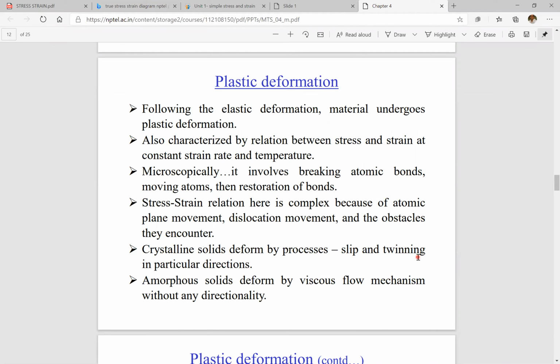The crystalline solids are deformed by slip and twinning. We are talking about the metals. All metals are crystalline. So they will be deformed by the process of slip and twinning. The amorphous solids are deformed by viscous flow mechanism without any directionality. There is no directionality for the amorphous solids. Please remember these 2 points because questions will be asked in competitive exams like that.